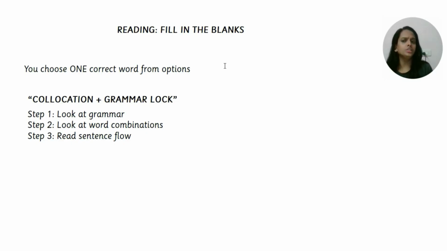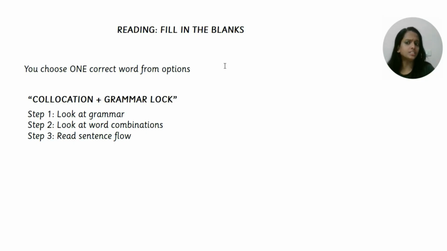Example, like policymakers must take a dash approach. If you have options such as balanced, aggressive, random, temporary. Now you have to test the collocation, right? Random approach? No. Temporary approach? No. Balanced approach? Yes. Got it? So that way you have to try to pair up the words in a natural way.